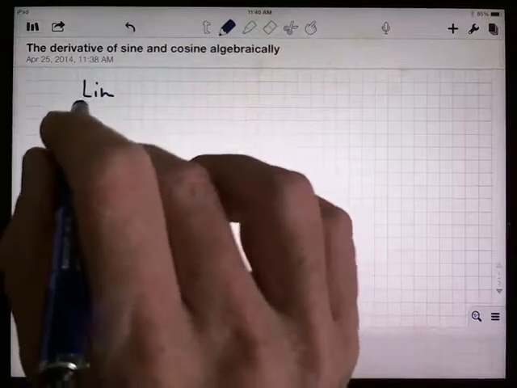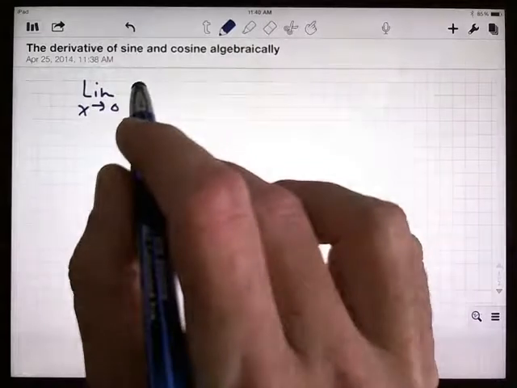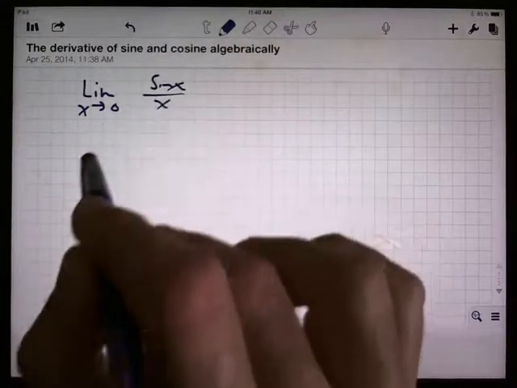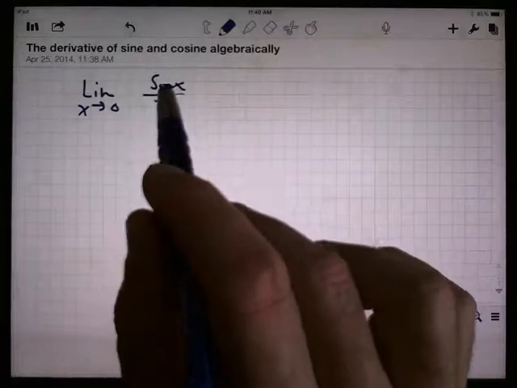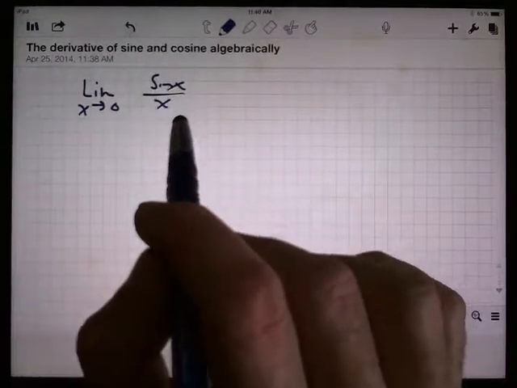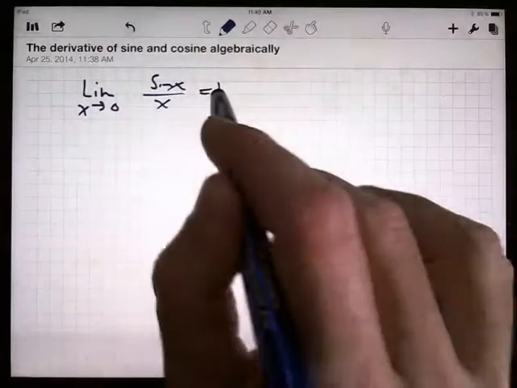This is a limit that we did, might have even been the first example. The limit as x goes to 0 of sine x divided by x. And if you have your calculator in radian mode, which I hope you do because this is a calculus class now, this limit is equal to 1.